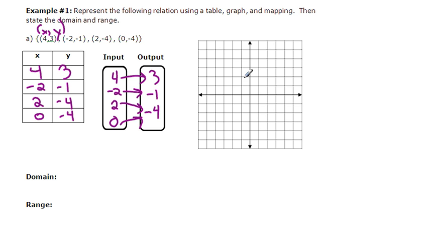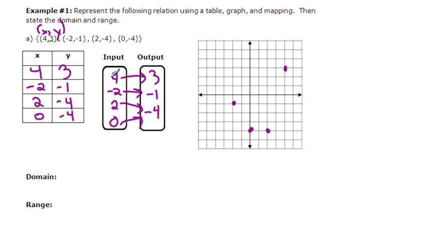To use a graph to represent the relation, all you're doing is placing points where the ordered pair is. So at 4, 3, 4 is the x, so we go over to 4 on the x-axis. And then since y is 3, we go up 3. And you just make a point. -2, -1, I go -2 on my x, -1 on my y, and I make a point. 2, -4, I go to 2 on the x, down 4 on the y, and then I make a point. 0, -4, that means I don't go anywhere on the x-axis, but go down 4 on the y-axis.